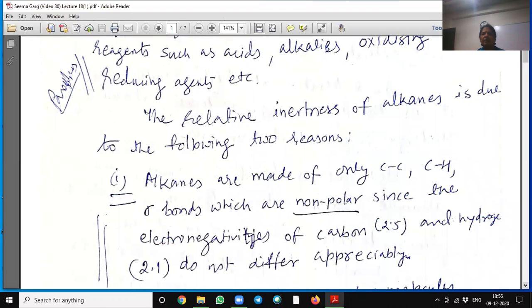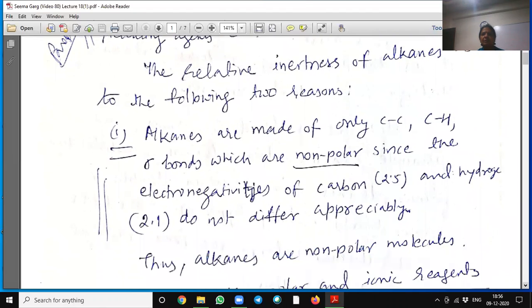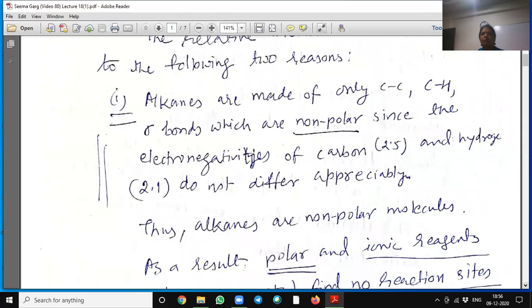The relative inertness of alkanes is due to the following two reasons. Alkanes are made up of only carbon, hydrogen and carbon-carbon sigma bonds, which are non-polar since the electronegativities of carbon 2.5 and hydrogen 2.1 do not differ appreciably.